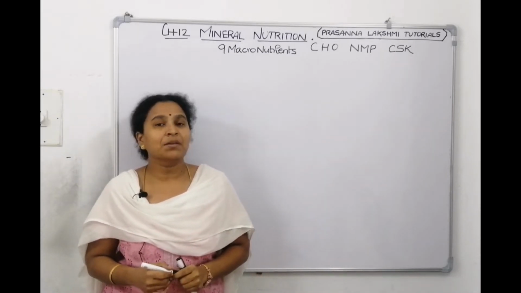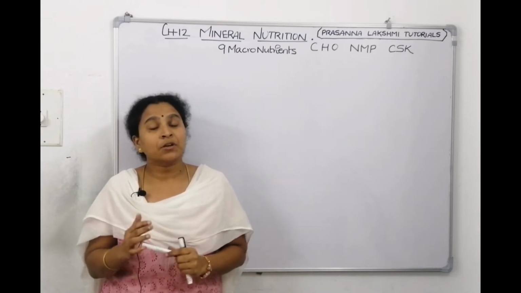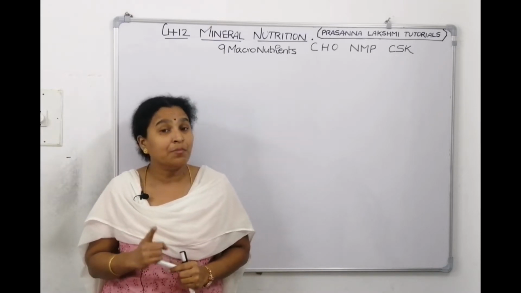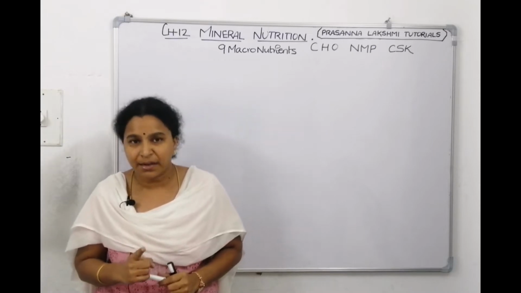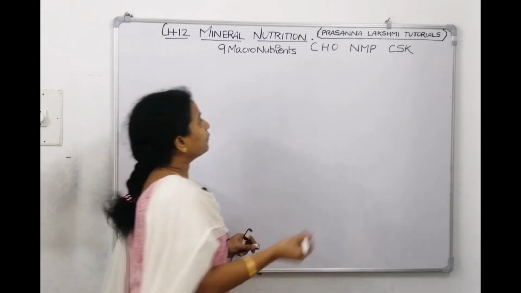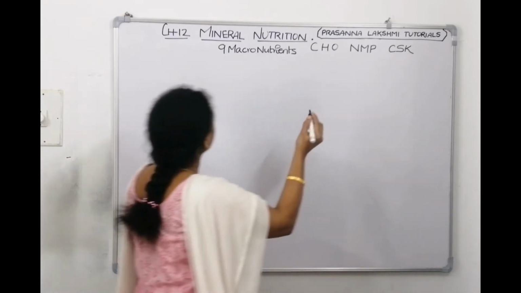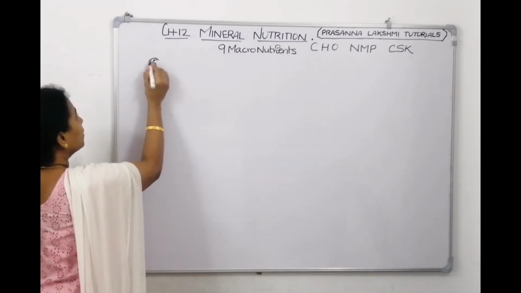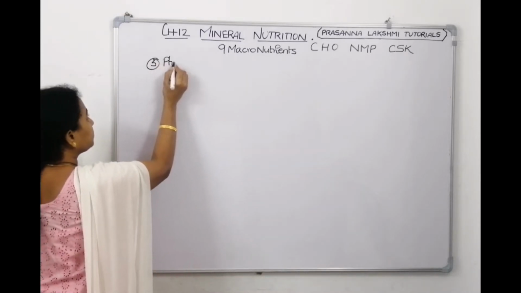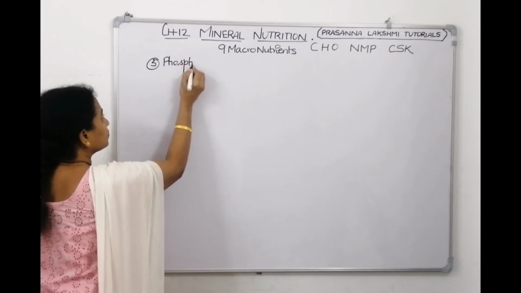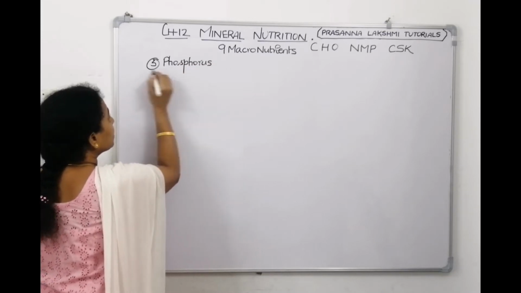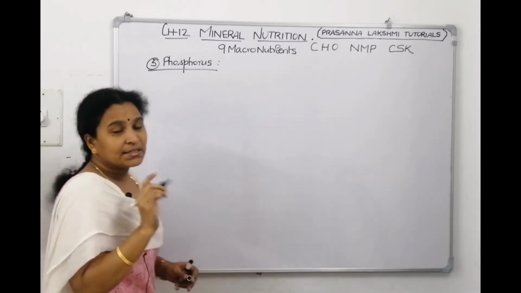Now macronutrient means, macro element means the concentration is more than 10 millimoles per kg dry matter, right? So let's continue with the fifth element in this class. What is that fifth element? We'll write it here. We'll start with phosphorus, right? So we are going with the NCERT order.